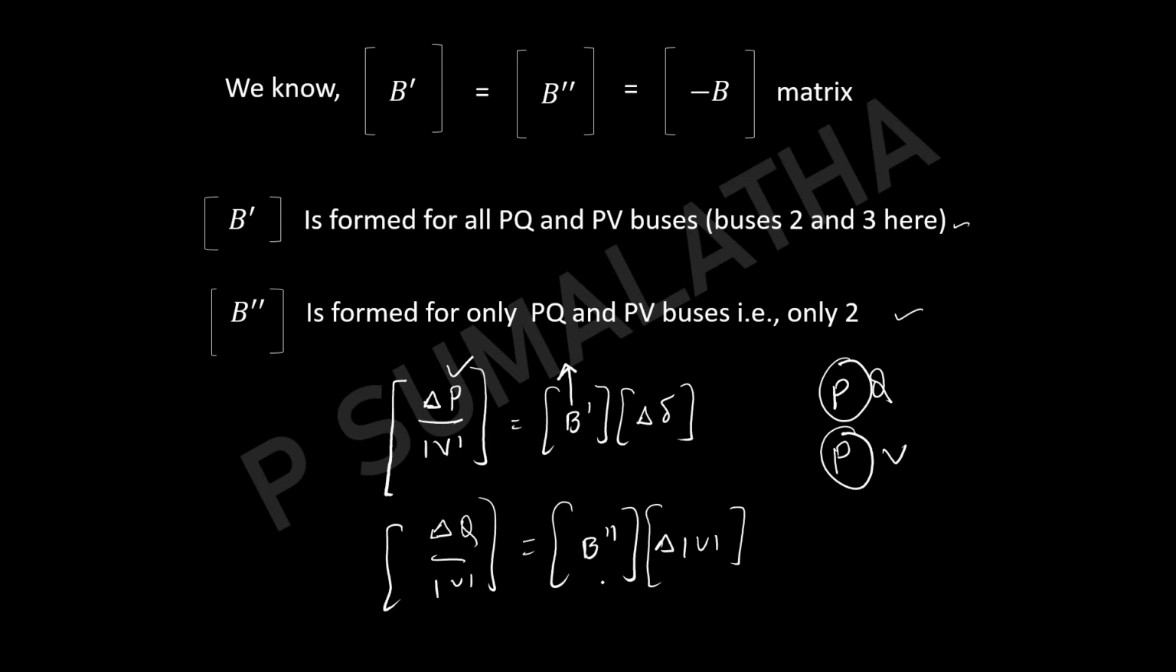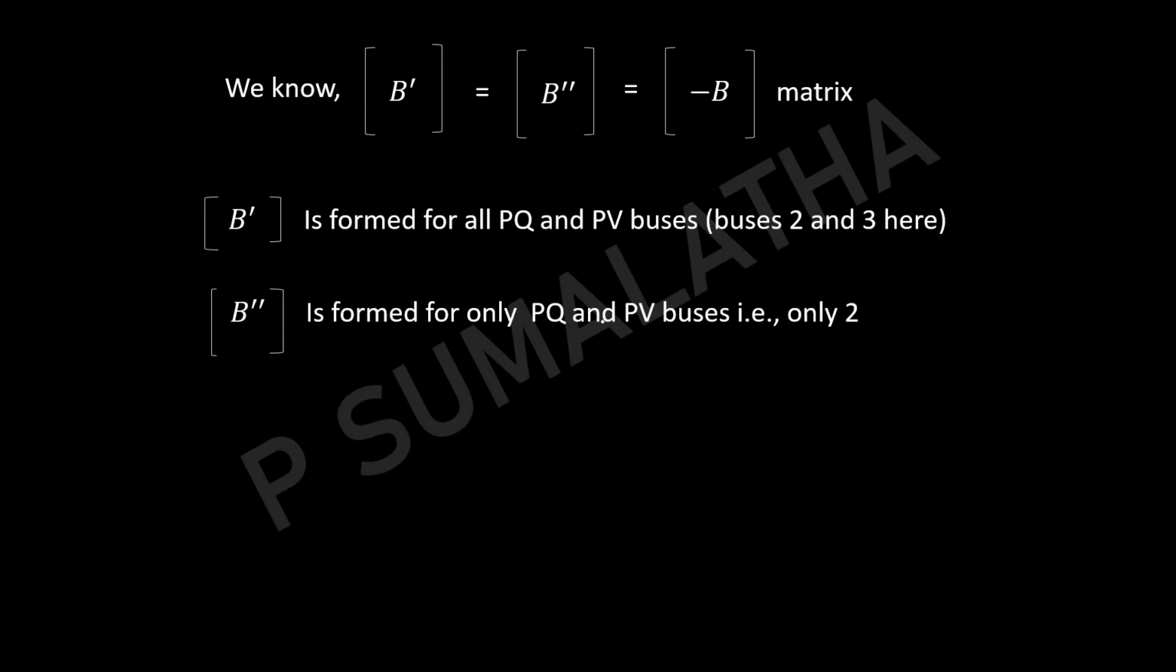That is, PQ as well as PV buses we have to consider. If you look at the second equation, this B double prime matrix is related only with the Q value. So this Q value we will get if it is a PQ bus. Okay, we won't have any Q value if the bus is a PV bus. That is why the B double prime matrix will be calculated only for the PQ buses, not the PV buses. Okay, so here it is a typing mistake. Here it is not formed for the PV buses. Okay, it is formed only for the PQ buses, that is only bus 2. So let us form the B prime matrix.